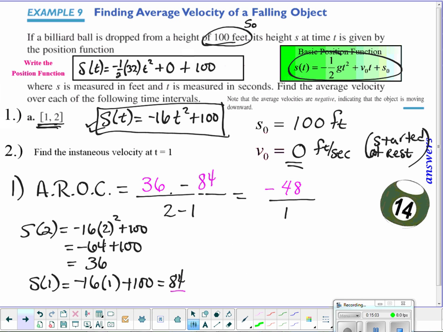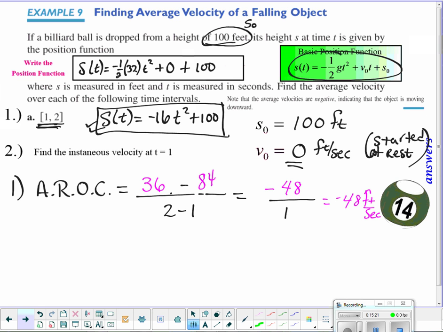A negative value. What's up with that? Negative 48 feet per second would be our average velocity. Negative because it's going down. That makes sense. Good.